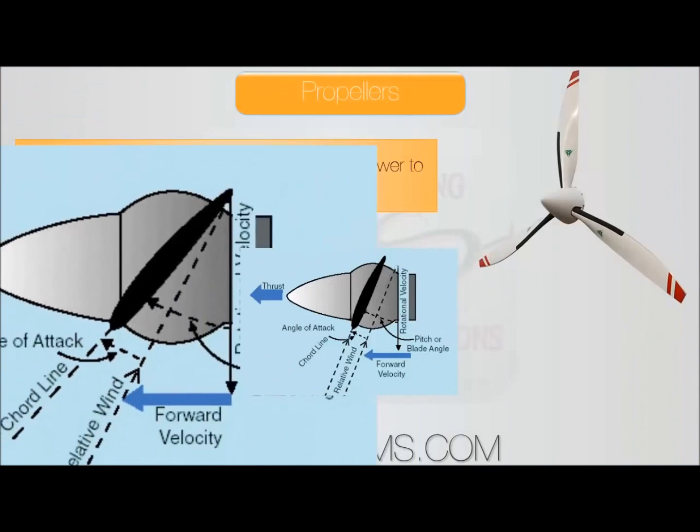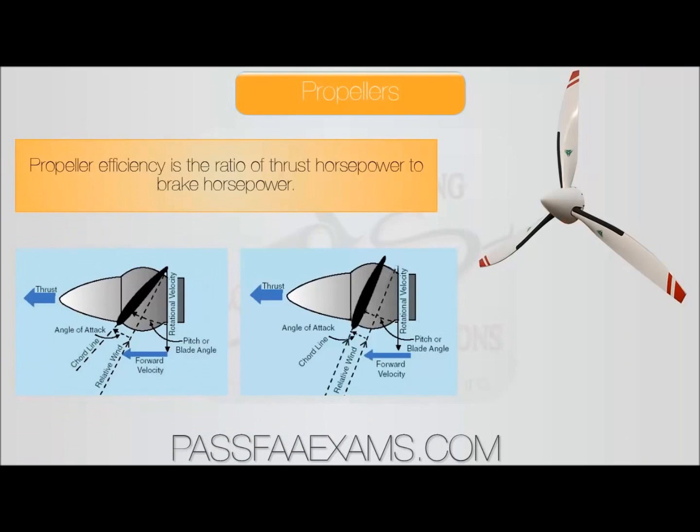The cruise propeller, on the other hand, has a higher pitch and more drag. This results in lower RPM and less horsepower from the engine. This decreases performance during takeoff and climbs, but increases efficiency during cruising flight, at a much higher speed. And this is similar to a car with only a high gear.